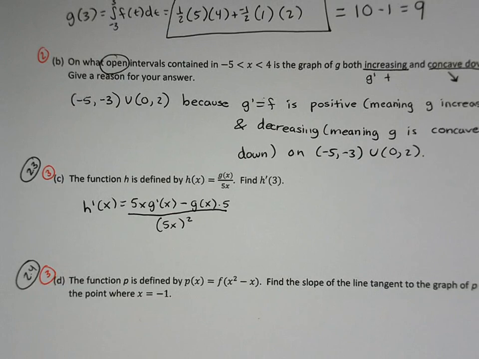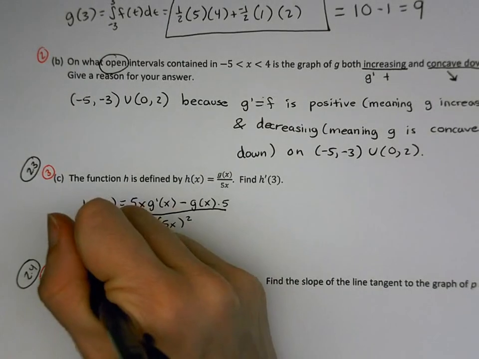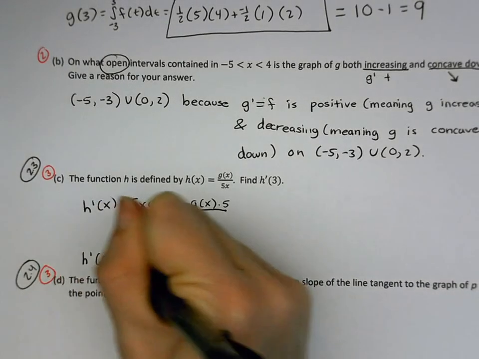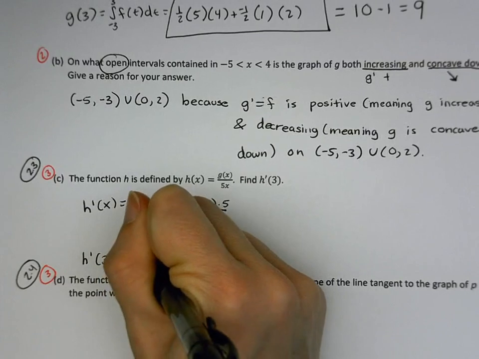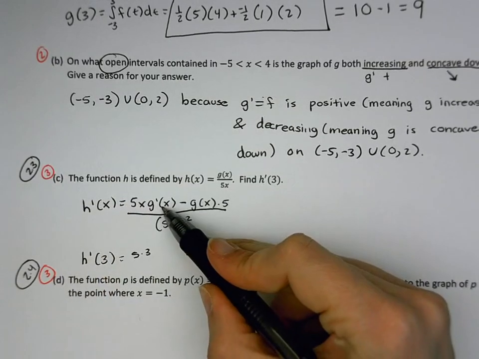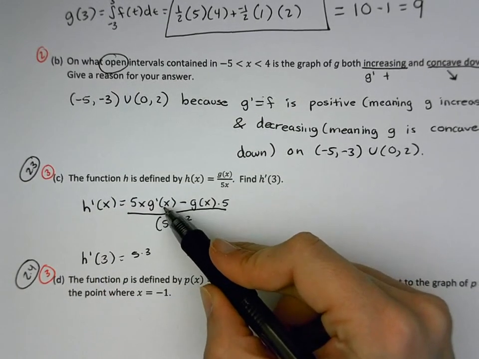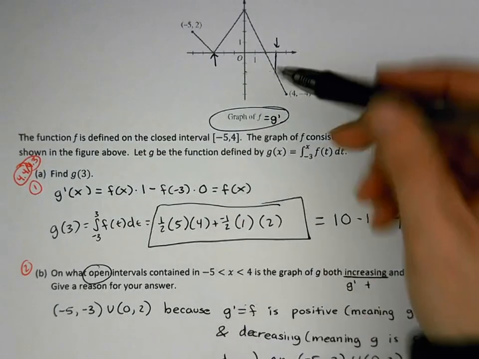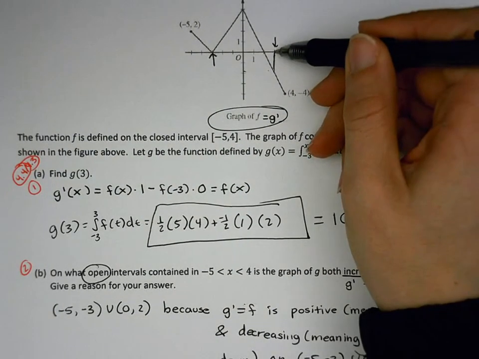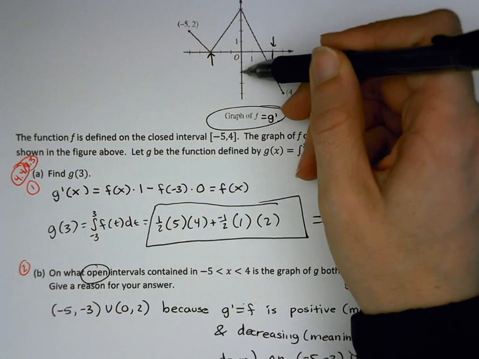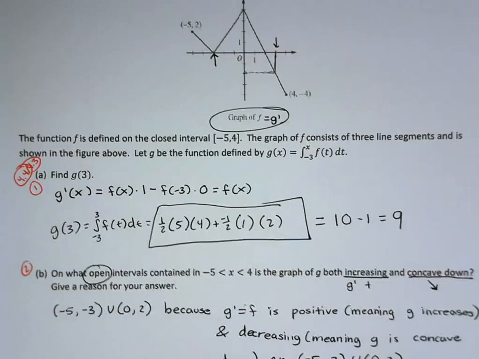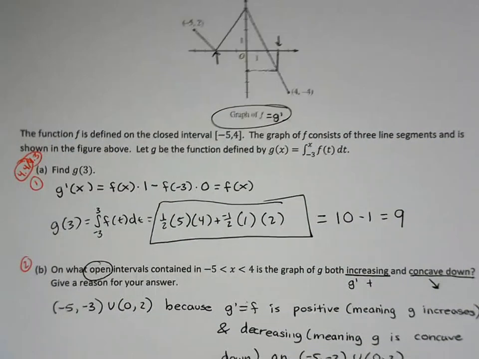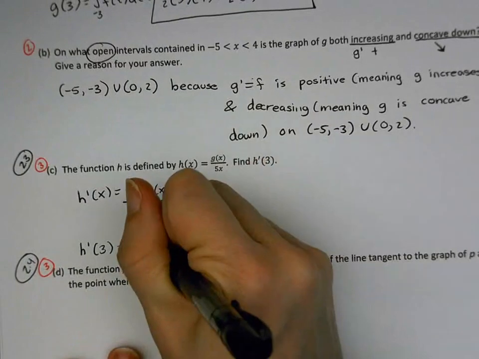Your last point comes from plugging in 3. So we have on top 5 times 3 times g prime of 3. Okay? Well, remember I'm looking at g prime up here. So g prime of 3, here's 3, is negative 2, because that's that coordinate point there. So g prime of 3 is negative 2.